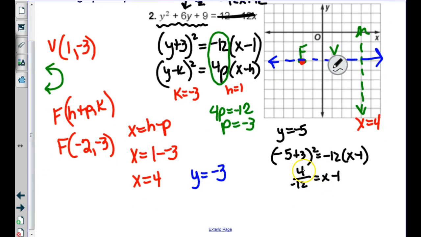This is -1/3, but if we add 1, we'd get 2/3. Is that right? Anybody typing? Okay. So the ordered pair would be 2/3, -5. You can give me a decimal, anything, because this is just trying to estimate how to graph it. So we would go right almost to 1 and down 5.